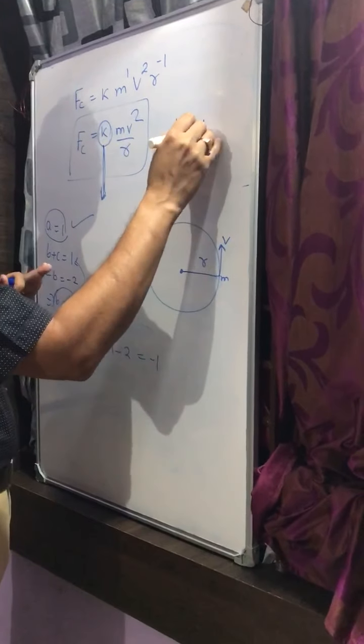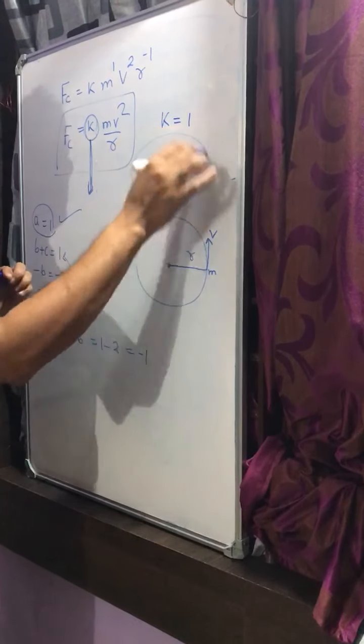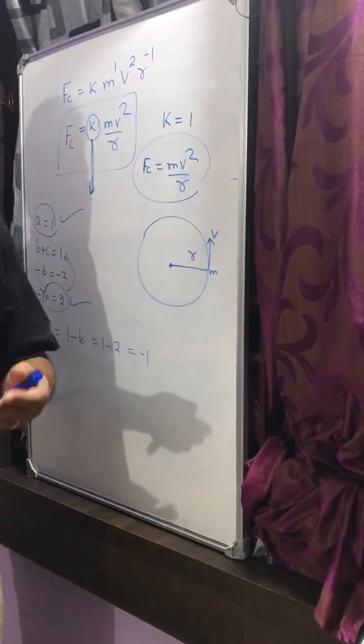So here we know that k will be equal to 1, so our Fc will be equal to mv square by r. In this way, you solve other questions linked with this.